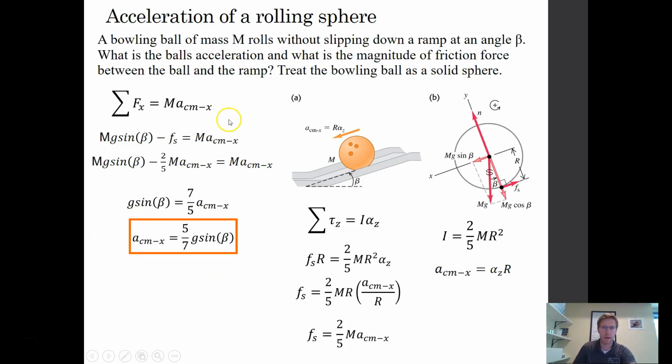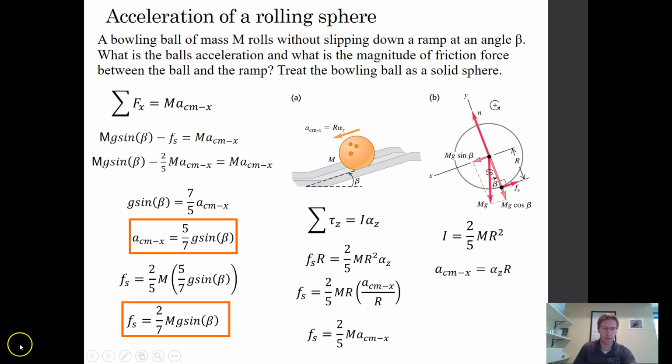So we have that. And lastly, we're asked to find the force of friction. So I can plug this acceleration back into my force of friction equation I already found here. And I discover that the force of friction is equal to, doing the math, 2/7 mg sine beta. Box worthy. So that one's a little bit of a tricky problem, but it's a good example problem as well. So hopefully that makes sense.